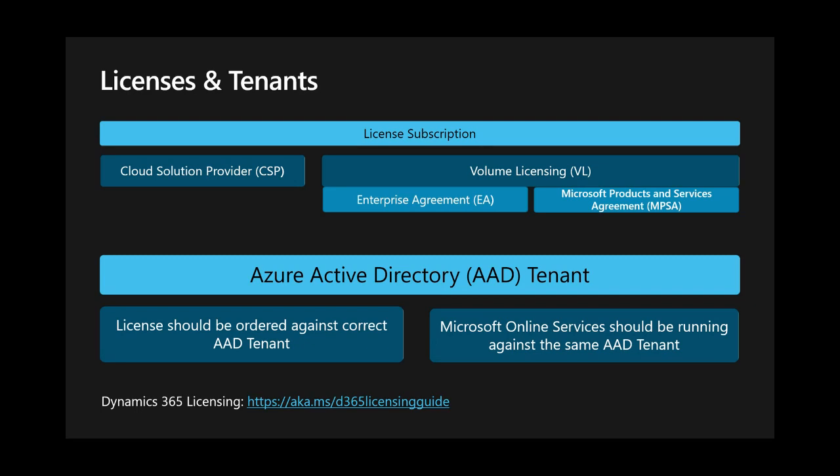CSP is a partner-centric option to buy the license, and volume licensing enterprise agreement is through volume licensing resellers such as SoftwareOne. No matter how you buy license, you must arrive at a state where you have an active license subscription on the correct tenant. And we will hit on the tenant piece also in coming slides too.